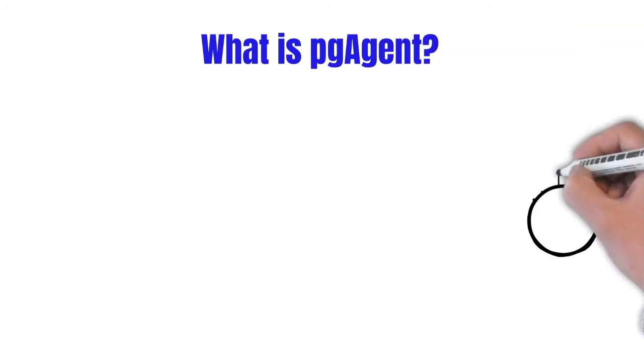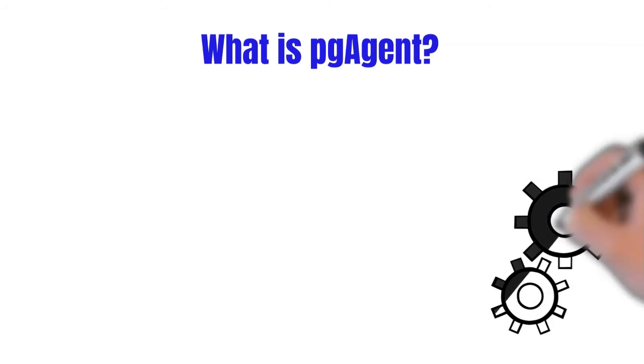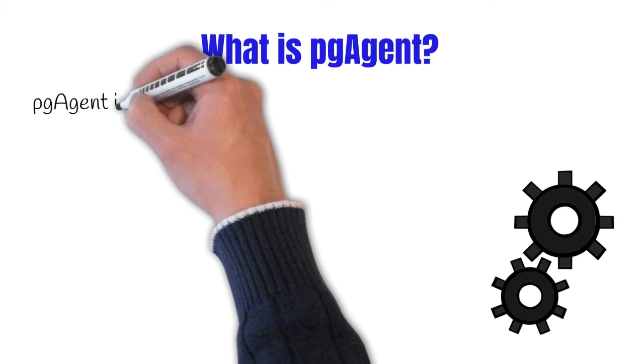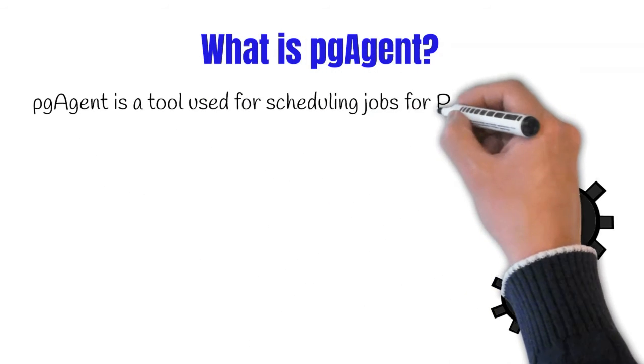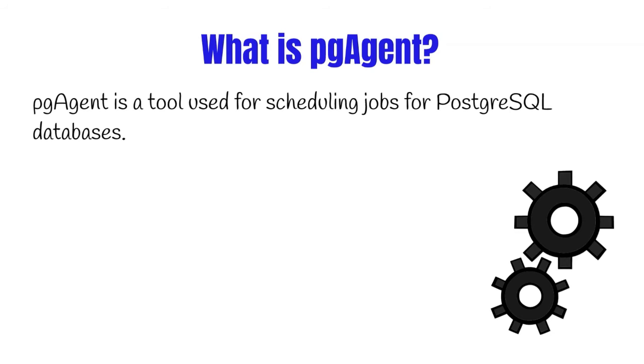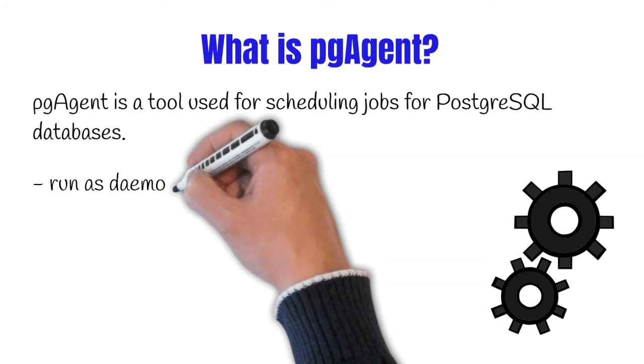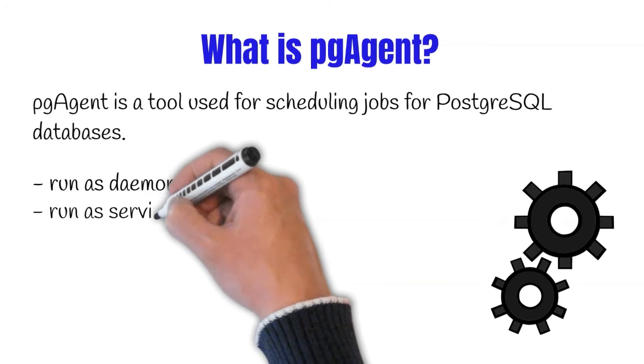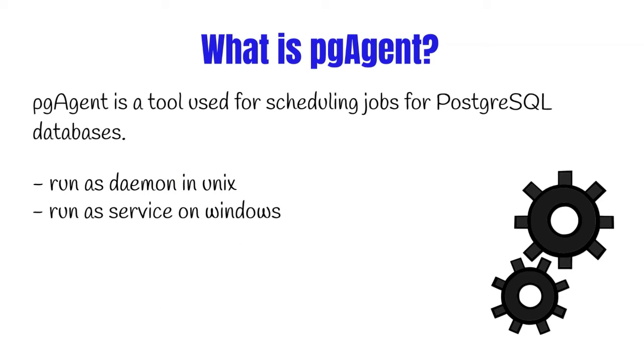Scheduling and automation is a very important aspect of database administration. To achieve this in Postgres, one way you can go about it is using pgAgent. On Unix systems, pgAgent runs as a daemon, and on Windows it runs as a service. In most cases, pgAgent will run on the database server itself. For this reason, pgAgent is not automatically installed when you install pgAdmin.